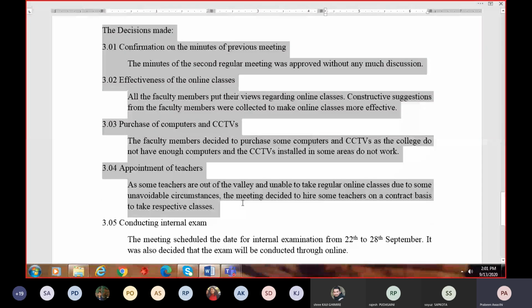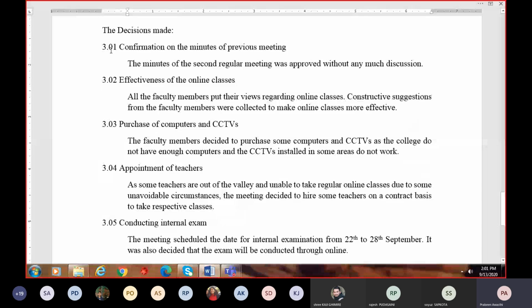So when you write the decisions made, how you will be writing is first agenda, write down first agenda, then discussion made. Write down second agenda, discussion made. Third agenda, under that decision made. Fourth agenda, decision made. And fifth agenda, decision made. Sixth agenda, decision made. Okay. For example, how I have written. Third point, 3.1, first agenda, confirmation on the minutes of previous meeting.